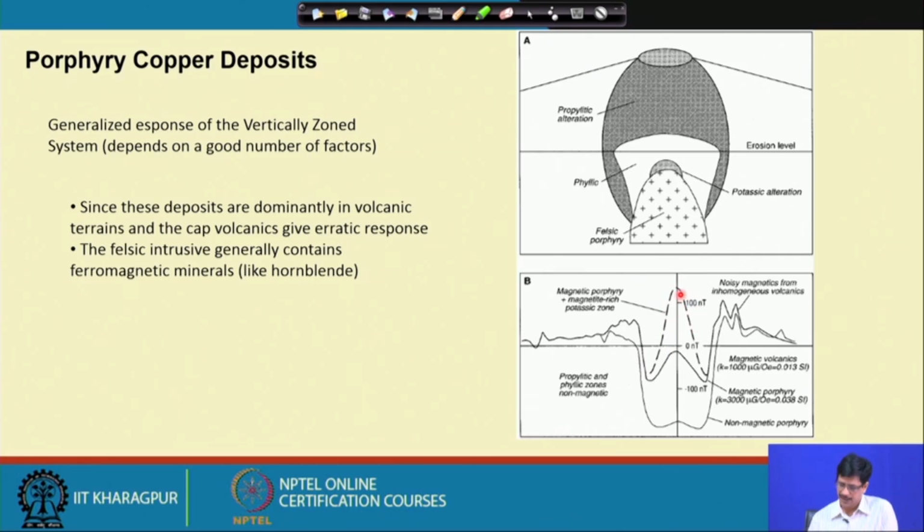100 nanotesla. For example, if we look at the second situation, it might so happen that the magnetic porphyry and the propylitic and the phyllic zones are non-magnetic, and we can get situations with noisy magnetics from inhomogeneous volcanics which will be surrounding, and we can get different types of such magnetic signature which is possible for the same porphyry type deposit where the three different situations are depicted.